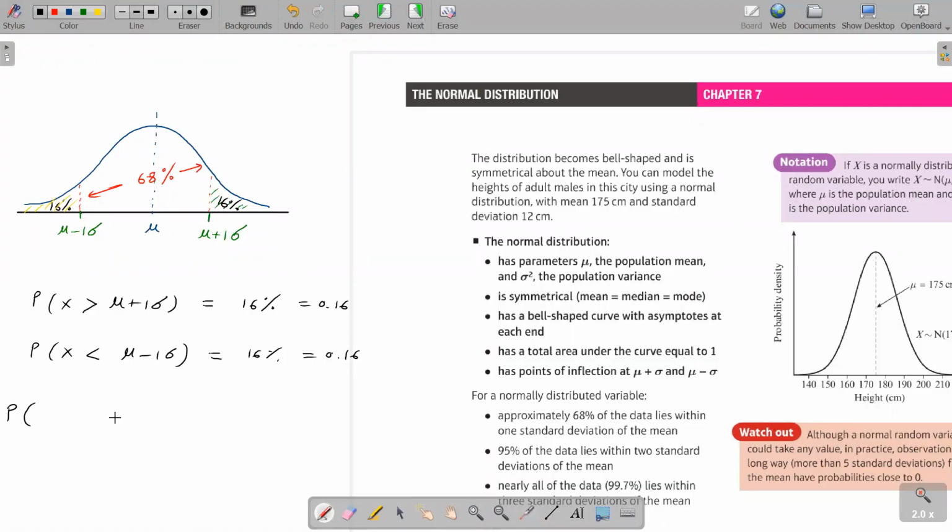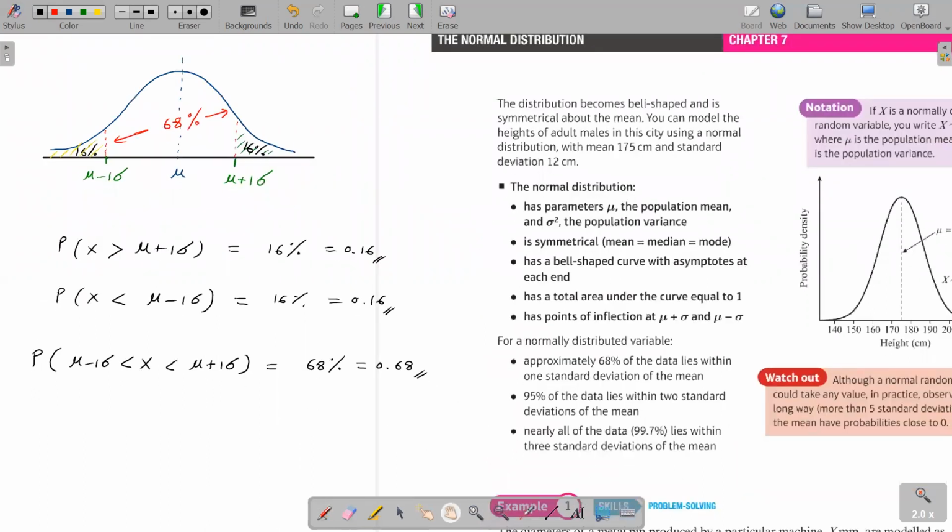And the next one: for x within 1 standard deviation of the mean, you have 68% of the data. Is this clear?